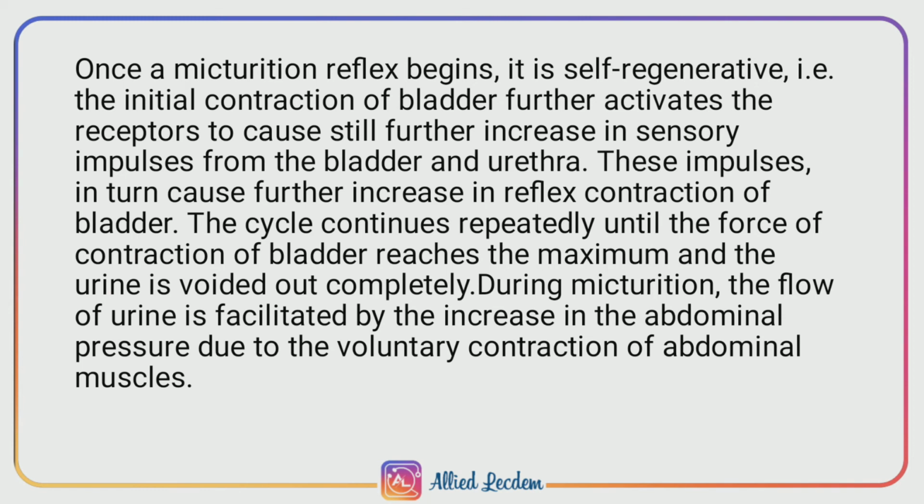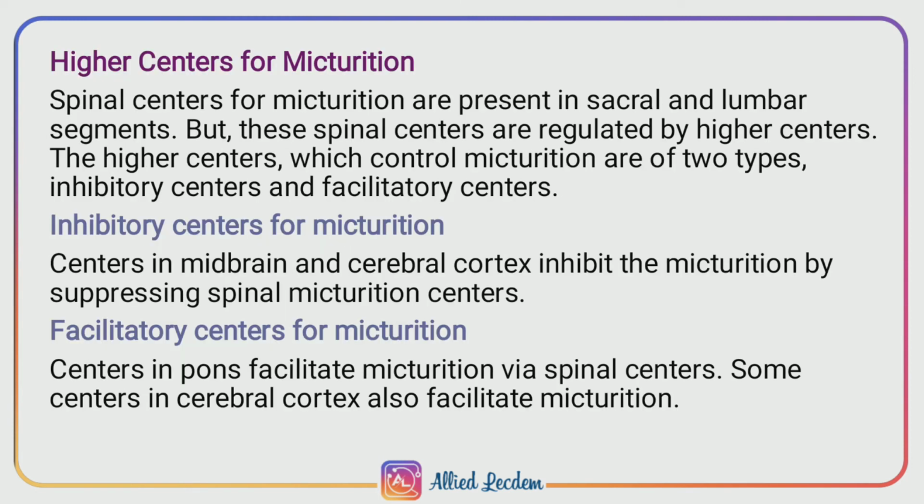During micturition, the flow of urine is facilitated by the increase in abdominal pressure due to voluntary contraction of abdominal muscles. Higher centers for micturition. Spinal centers for micturition are present in sacral and lumbar segments, but these spinal centers are regulated by higher centers.